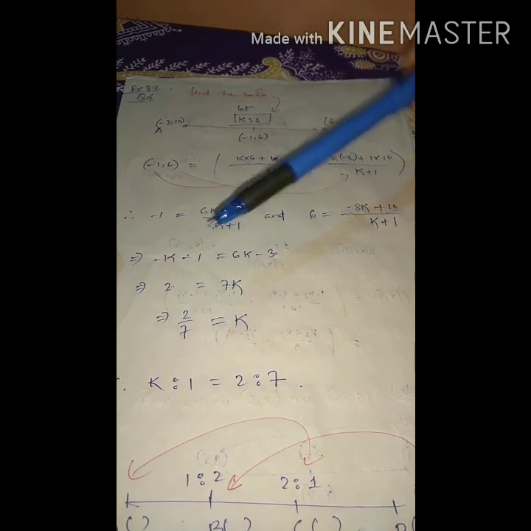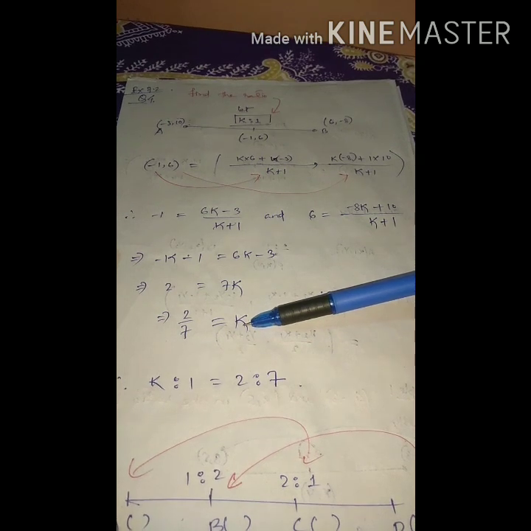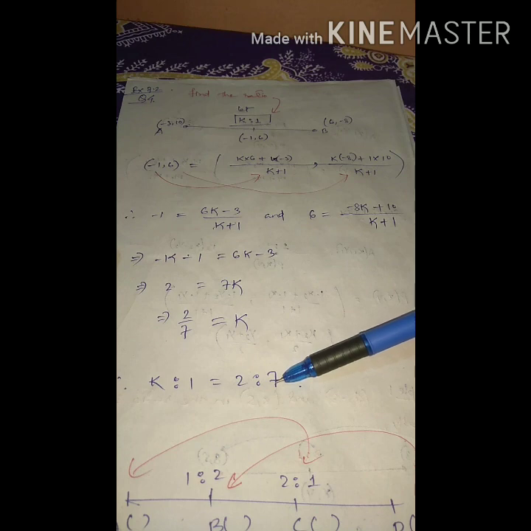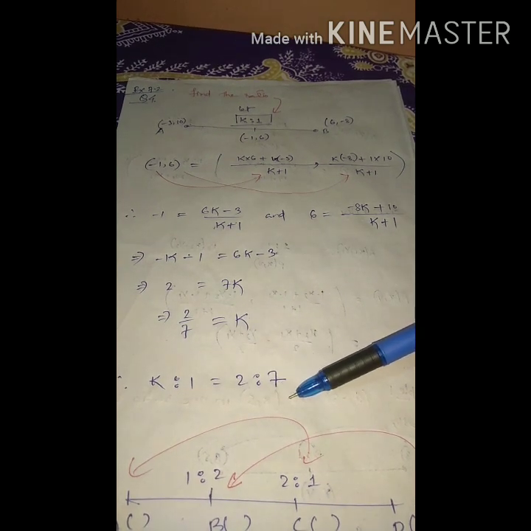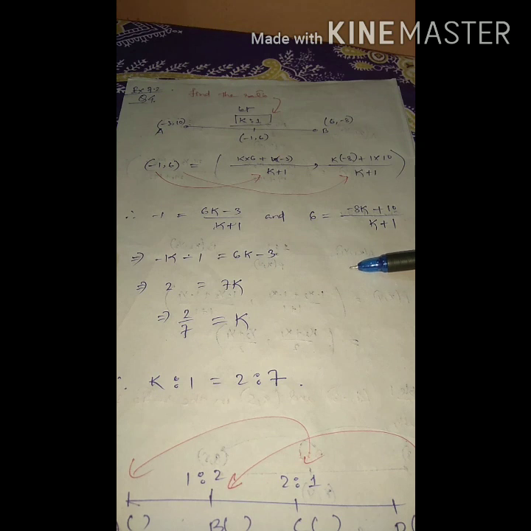If you calculate, you get k equal to 2/7. K means we can write k:1 also, so k:1 equals 2:7. Is it clear? So this is our required answer. If you get the ratio from one part, there is no need to find out the next part, because if you calculate there too you get the same result. So in this way you have to find out the ratio.